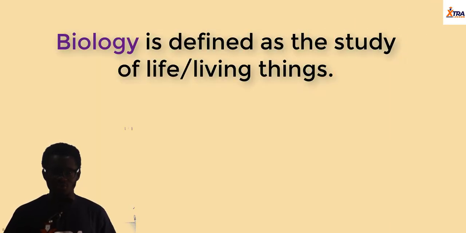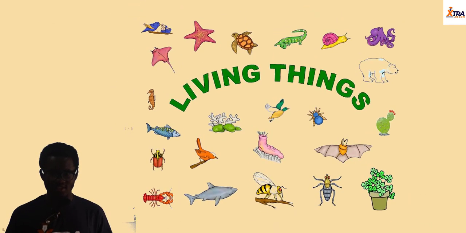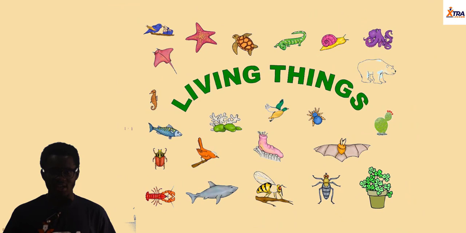Biology is defined as the study of life, the study of living things, from the unicellular organisms to the global interactions among millions of organisms that make up life. You can also define biology as a study of the life history of individual organisms as well as the collective history of organisms. So basically, if you follow the definition, what I've been saying is living things. That's basically what we're concerned with in biology. And I mentioned in the last video that biology is a multidisciplinary science. And that means we have different fields, or we can say different disciplines and different branches.